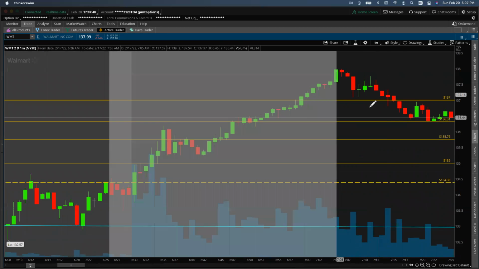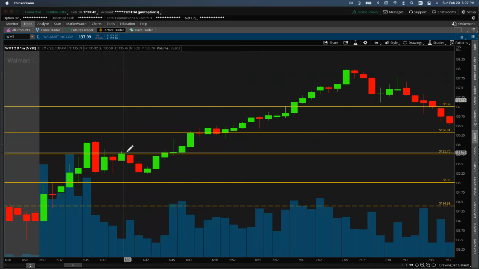All right. So look, this orange circle indicates the exact timing that we got into the trade. I think we got in around 136. Yep. I got in on this trade at 6:35 a.m., guys. This orange circle is where we entered.